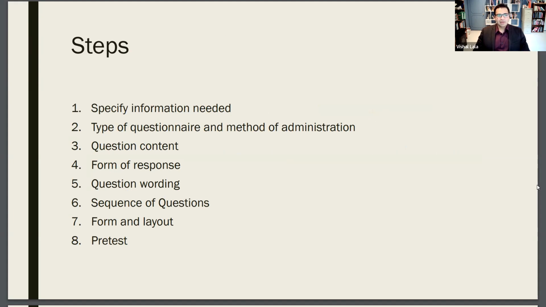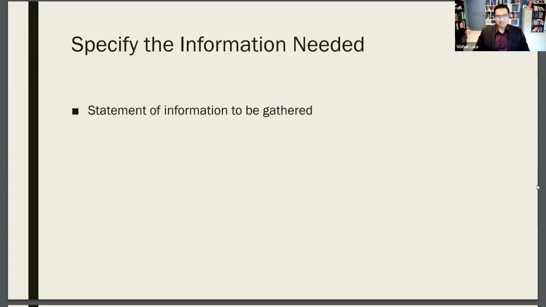The first one here is to specify the information needed. So be very clear for yourself about what information is to be gathered. This is not what you're going to put in the questionnaire, but it must be written somewhere else separately, so you have in mind what you want to gather.